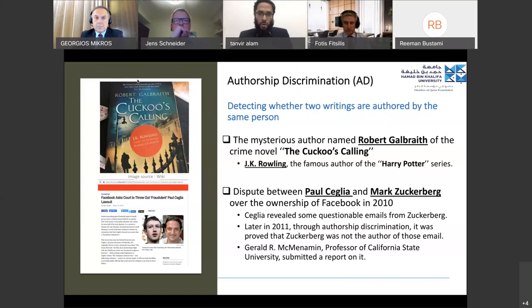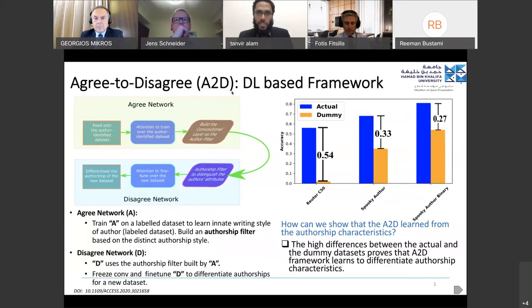Recently we worked on this authorship discrimination task, and we proposed a novel deep learning based architecture. The prior works on the authorship discrimination task were mainly based on lexical features, which rely on the type of data. But in this framework, we propose a context and corpus specificity free model, which can do the authorship discrimination task. It is a multi-stage deep learning based framework, which consists of CNN, BiLSTM, and also attention mechanisms.